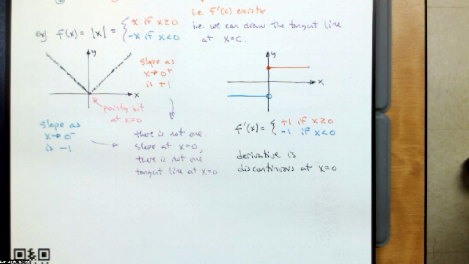Any questions? So absolute value of x is continuous at 0. It's continuous everywhere. But absolute value of x is not differentiable at 0.